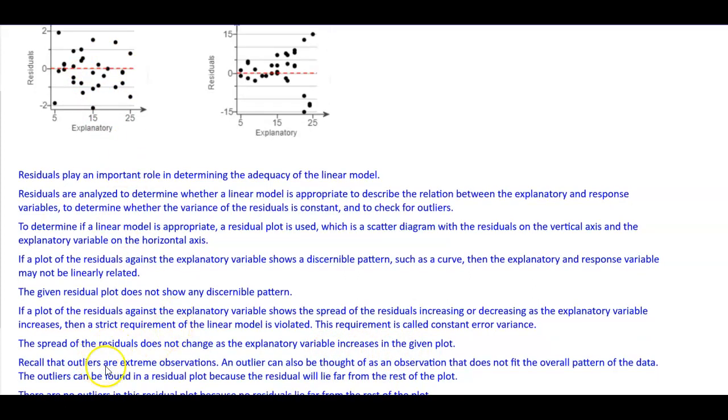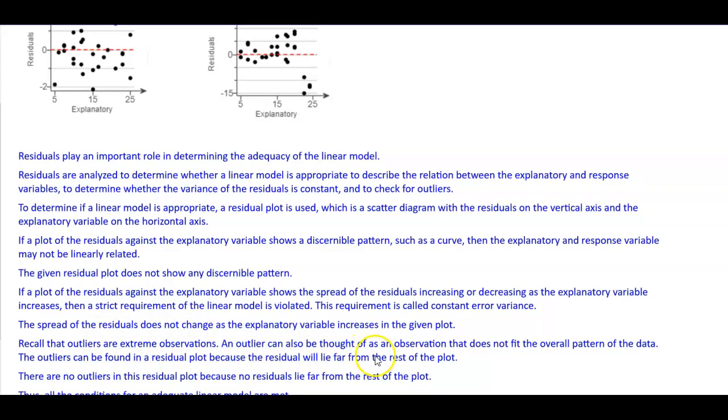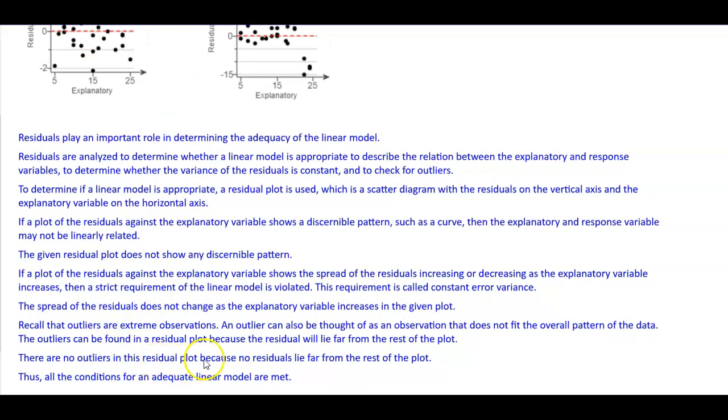So recall that outliers are extreme observations. An outlier can also be thought of as an observation that does not fit the overall pattern of the data. The outliers can be found in a residual plot because the residual will lie far from the rest of the plot. If you look at both of these plots, there are no outliers in this residual plot because no residuals lie far from the rest of the plot. Thus, for the one on the left, all the conditions for an adequate linear model are met.